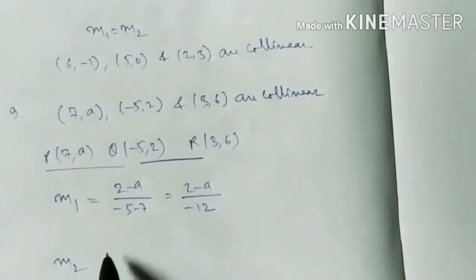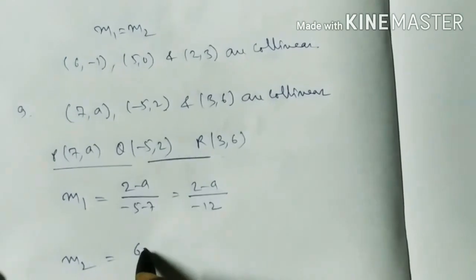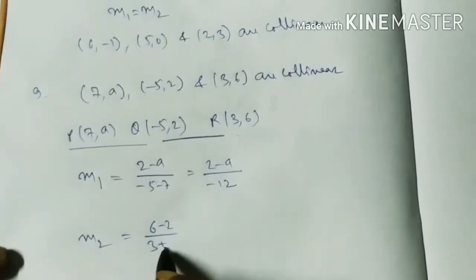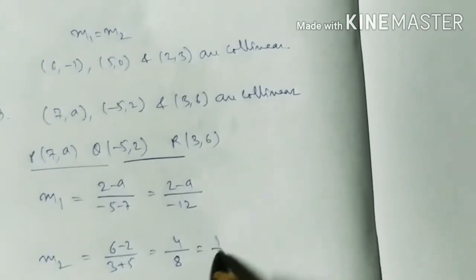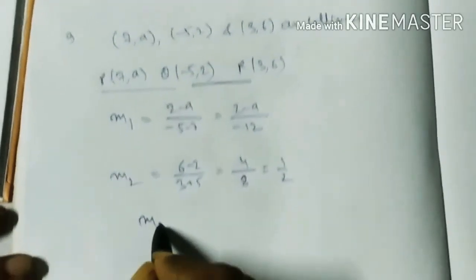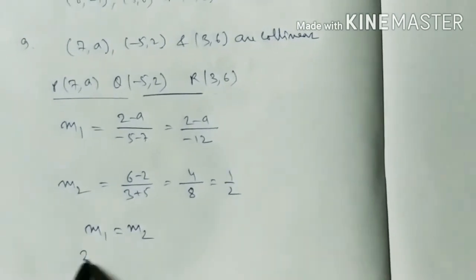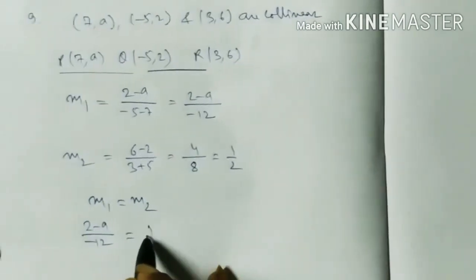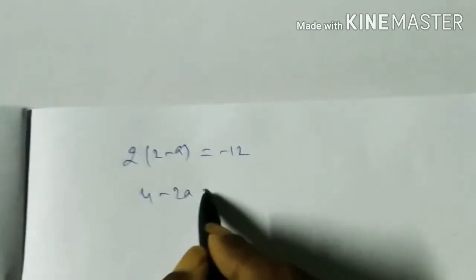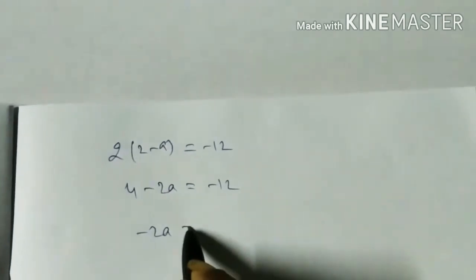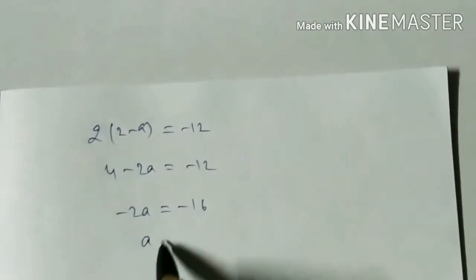This is the slope of the line segment QR. Again y2 minus y1, 6 minus 2, 3 minus minus 5, that is plus 5, 4 by 8, 1 by 2. Since the points are collinear, therefore M1 is equal to M2. So 2 minus A by minus 12 is equal to 1 by 2. When we do the cross multiplication, 2 into bracket 2 minus A is equal to minus 12. 4 minus 2A is equal to minus 12. Minus 2A is equal to minus 16. So A is equal to 8.